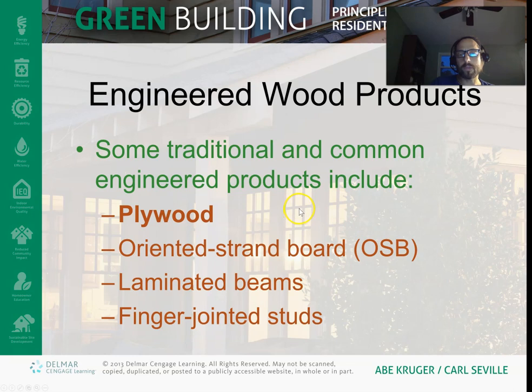But you also have some engineered wood products that are used really commonly. Plywood is a really big one. OSB, or oriented strand board, is really common to use as sheathing on the outside, sometimes called press board. Laminated beams, finger jointed studs. I mean, there's all kinds of different engineered wood products.